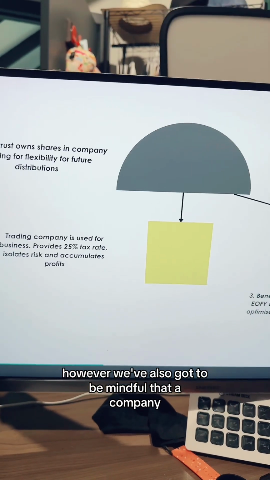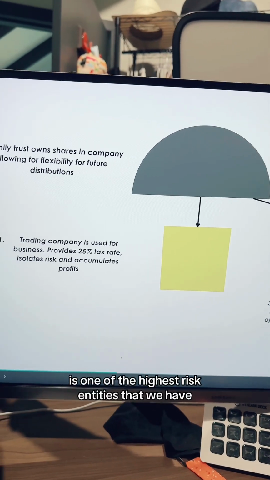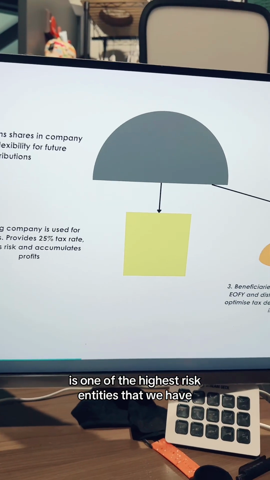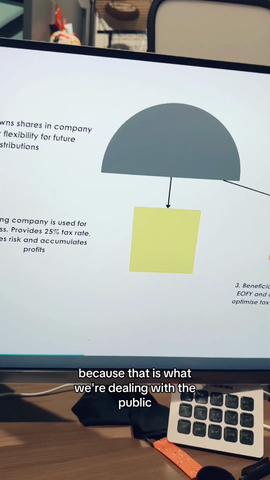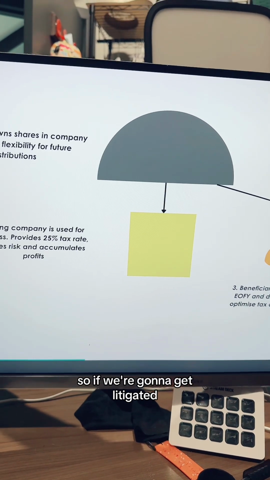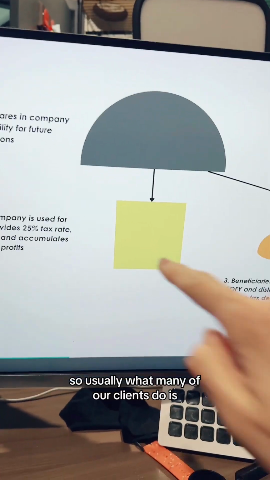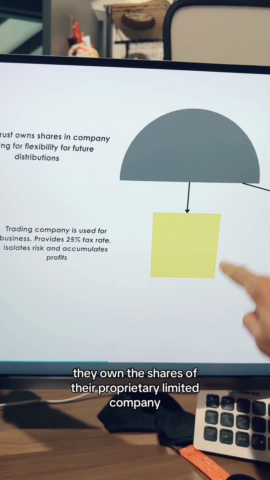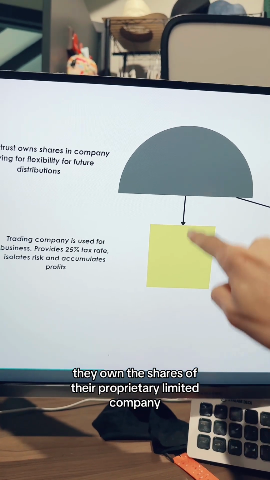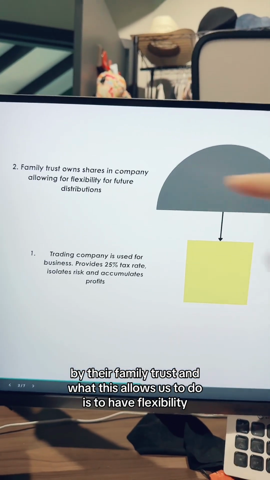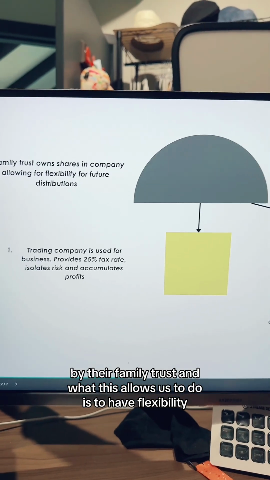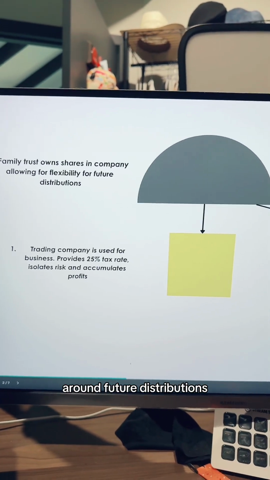However, we've also got to be mindful that a company is one of the highest risk entities that we have, particularly a trading company, because that is what we're dealing with the public. So if we're going to get litigated, it's in many cases going to be through this entity. So usually what many of our clients do is they own the shares of their proprietary limited company by their family trust. And what this allows us to do is to have flexibility around future distributions.